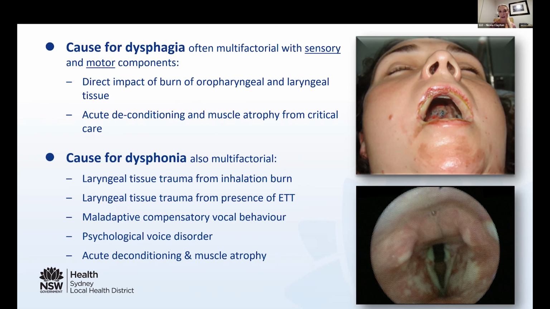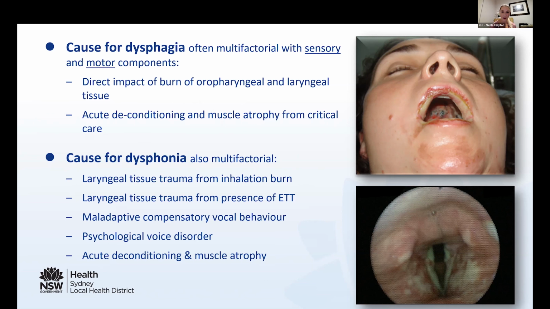Cause for voice disorders is often also multifactorial, and this again can be because of laryngeal tissue trauma, either from the inhalational injury themselves, and then can be exacerbated by the presence of the ET tube. But we often also see voice disorders as a result of maladaptive compensatory vocal behaviours. We can see psychological voice disorders, and again, in the presence of acute deconditioning and muscle atrophy, we can see voice issues as well.